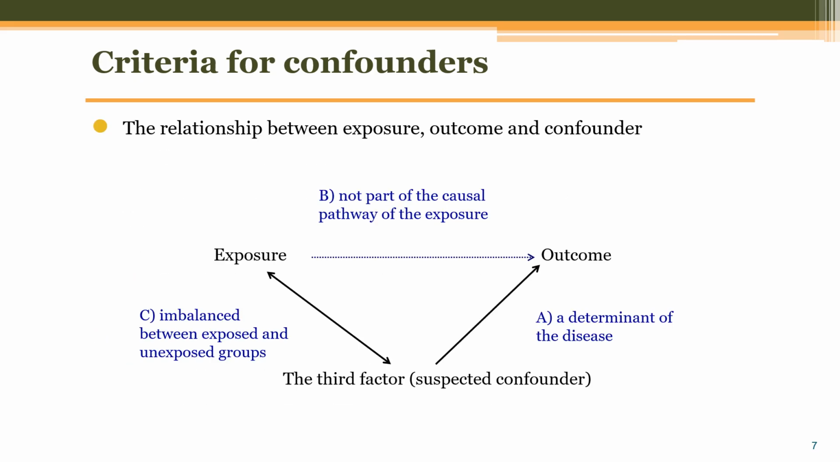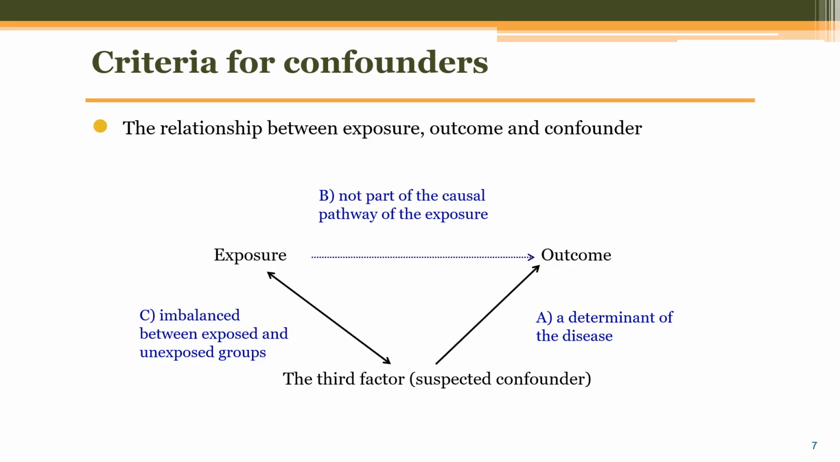This diagram illustrates the relationship between exposure, outcome, and confounder. The suspected factor should meet all three criteria to be a confounder. Otherwise, it will not be a confounder. Number one is that the third factor should be a determinant of the disease. It may increase or decrease the risk of outcome. Number two is that the third factor must not be part of the causal pathway from exposure to outcome.